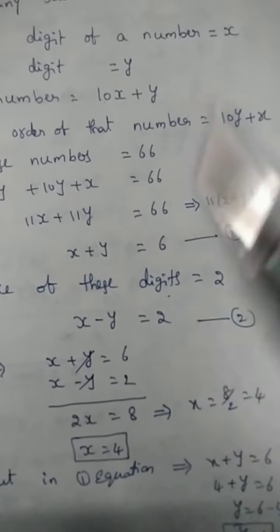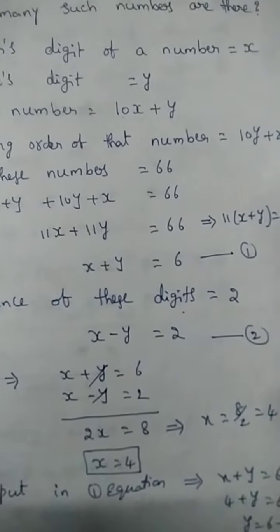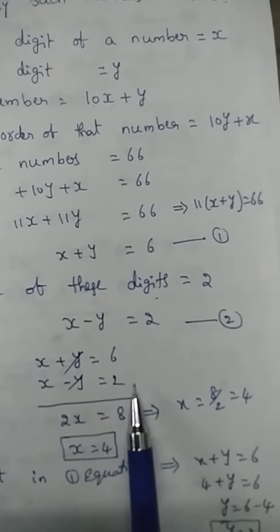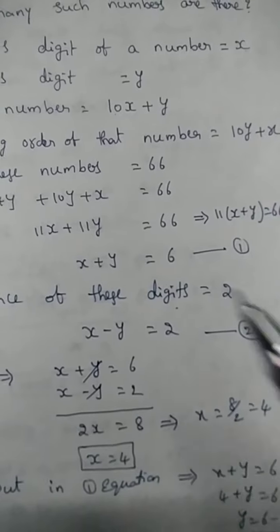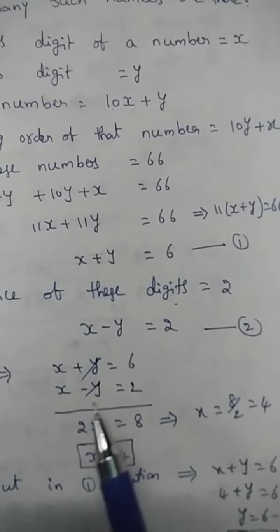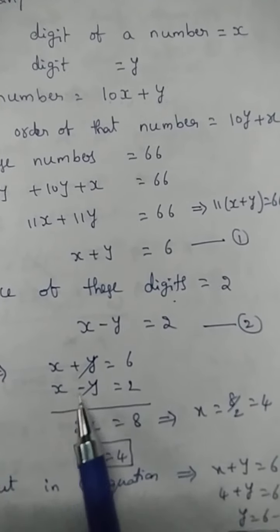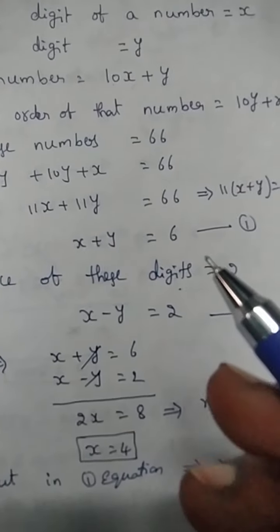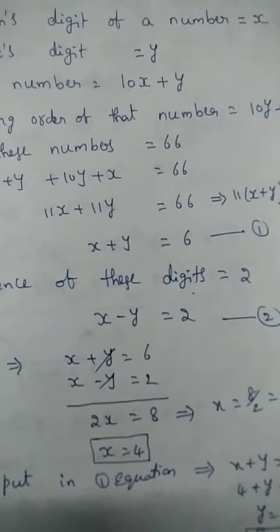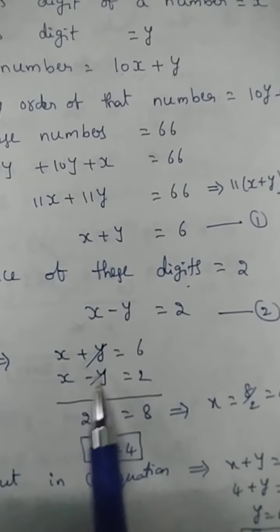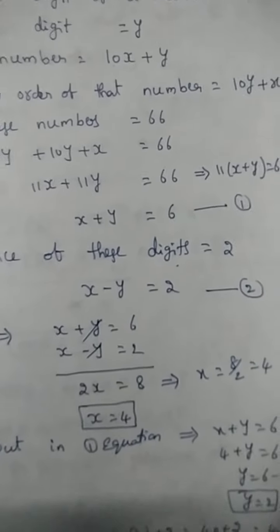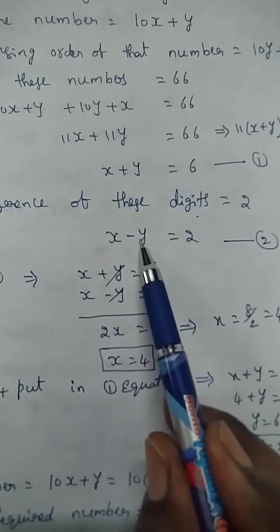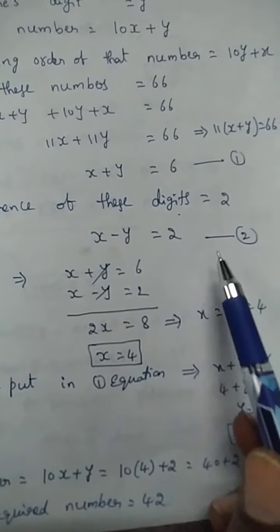We don't know which one is greater. If x is greater and y is smaller, then we write x minus y is equal to 2. If y is greater and x is smaller, then we write y minus x is equal to 2. Whichever you follow, the result will be the same. So x plus y is equal to 6 is the first equation, and x minus y is equal to 2 is the second equation.